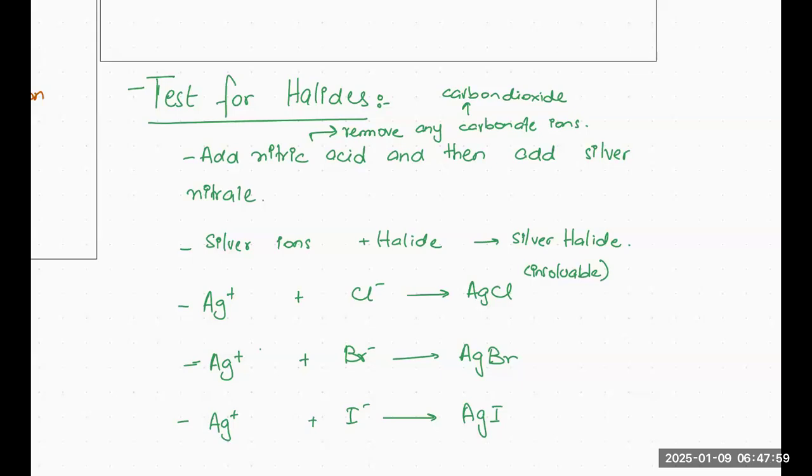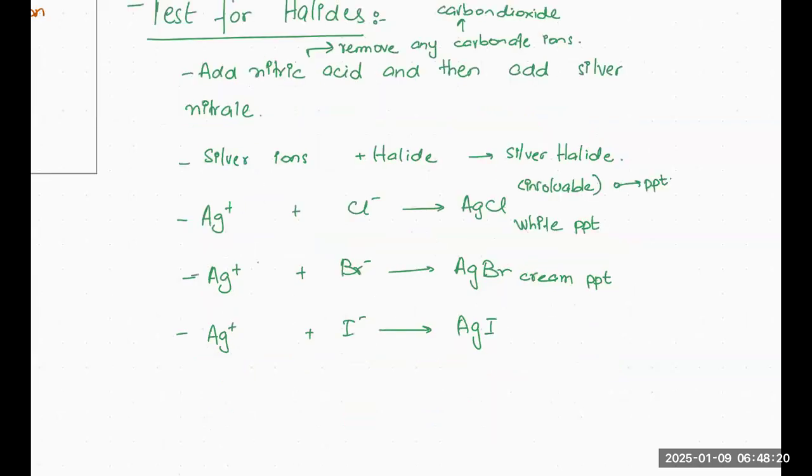If chloride ions are present, I will see a white precipitate. If bromide ions are present, I will get a cream precipitate, so a bit yellowish, whitish precipitate. And if iodide ions are present, I will see a yellow precipitate. This is how you can test for your negative ions, especially for your halide ions.